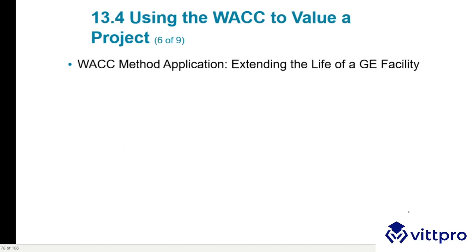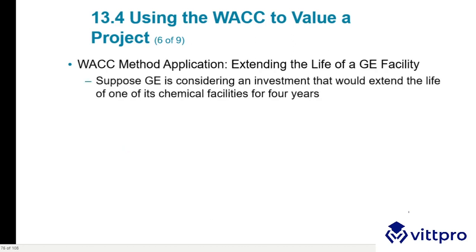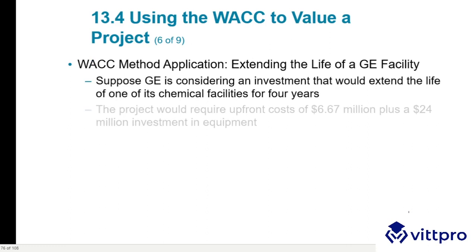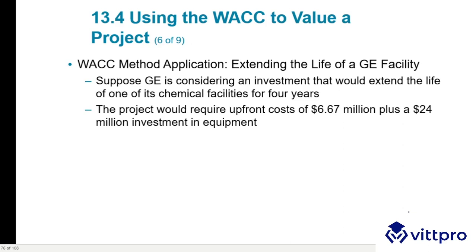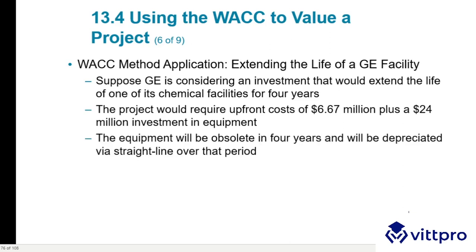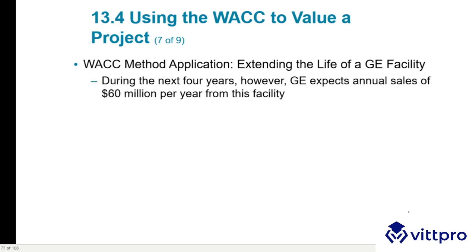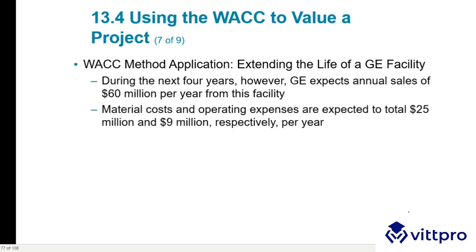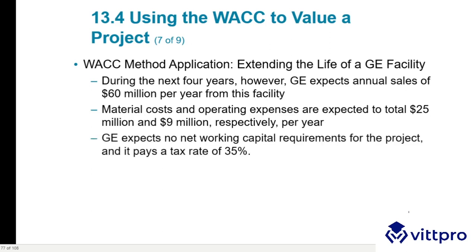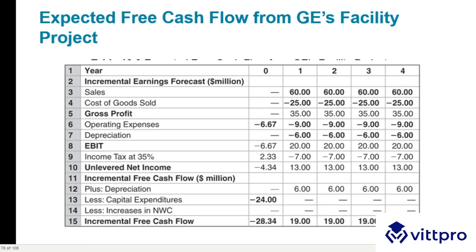Okay, let's look at this example. Let's say GE is considering an investment that would extend the life of one of its chemical facilities for 4 years. The project will require an upfront investment of 6.67 million, plus a $24 million investment in equipment. The equipment is going to be obsolete in 4 years and will depreciate via the straight line method. Over the next 4 years, GE expects annual sales of $60 million from this facility. Material costs are 25 million and 9 million respectively, and it has no net working capital requirement for the project, and it pays a 35% tax.